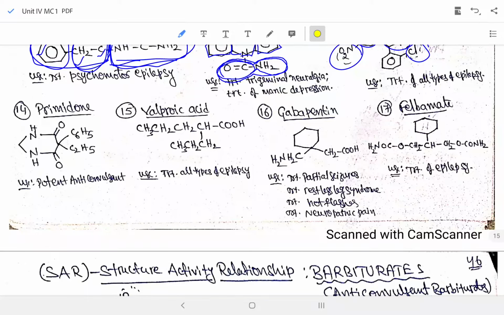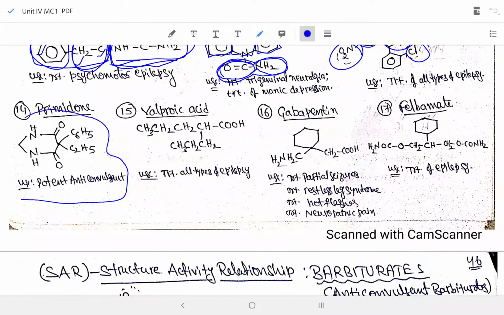Fine. Then comes miscellaneous agents. First one is primidone. It somewhat looks like a barbiturate, but you don't have the C double bond O over here. And here it is a phenyl group. This is an ethyl group. Valproic acid is simple: 1, 2, 3, 4, 5. Pentanoic acid with a propyl side chain at the penultimate carbon is valproic acid.